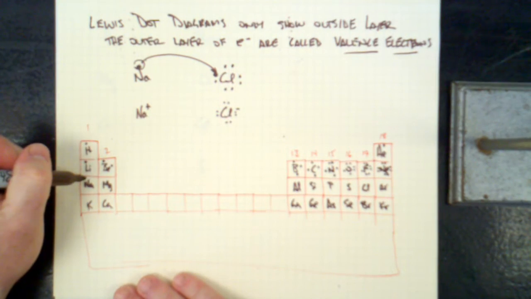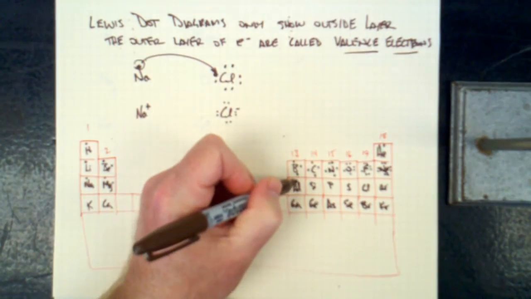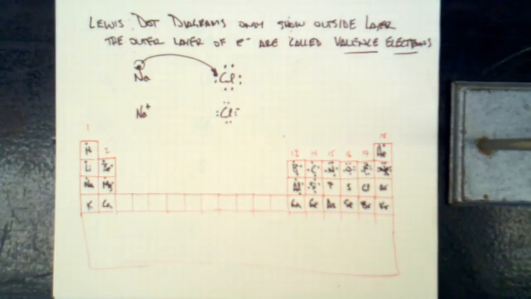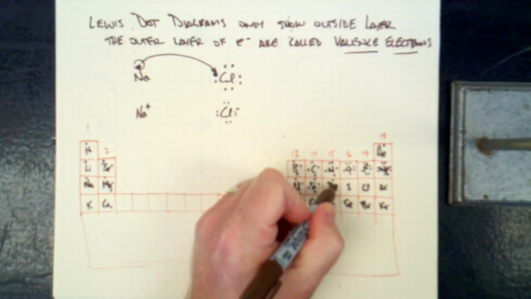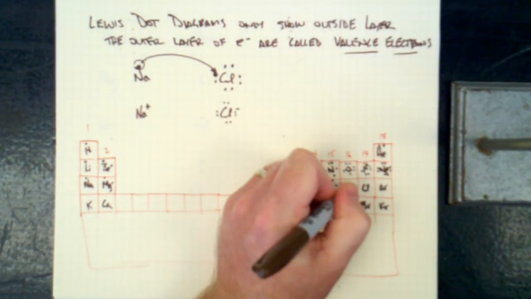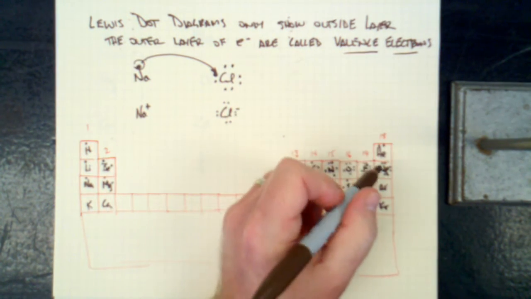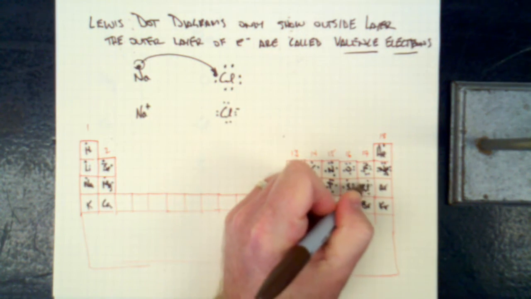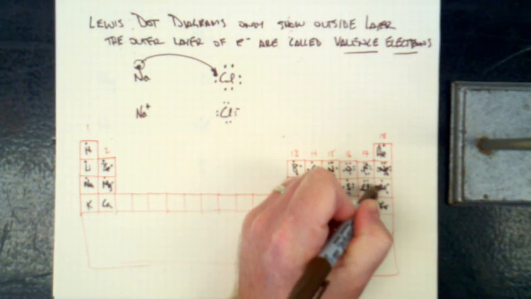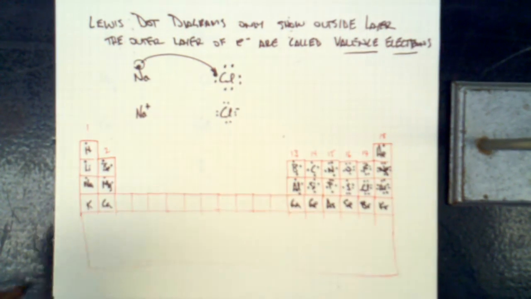New layer starts with sodium, 1. Then magnesium, 2. Then aluminum, 3. Silicon, 4. Phosphorus, 5. Sulfur, 6. Chlorine, 7. And then argon, 8. It's got a layer of 8. We've got to start a new one.